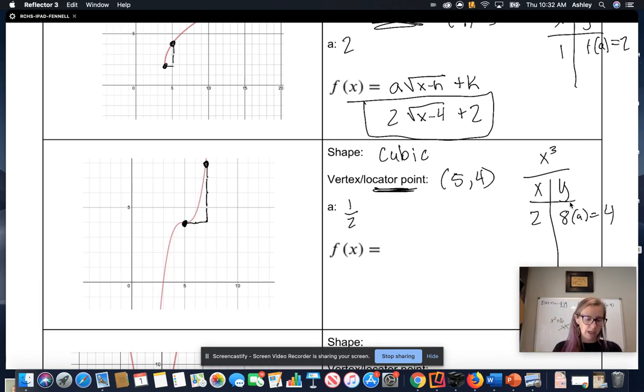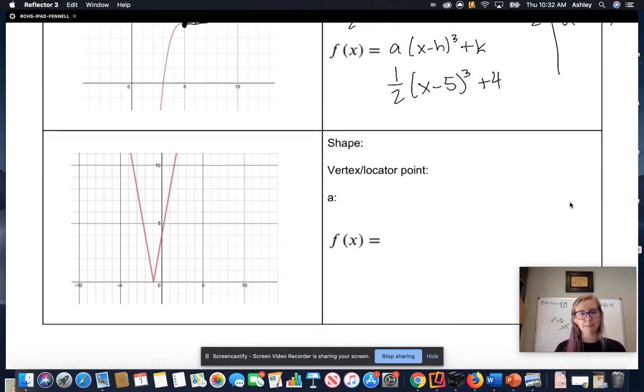Okay, so again, we're looking for a times x minus h, cubed, because this is a cubic function, plus k. Our h value is 5, our k value is 4, and our a value is 1/2. So it's 1/2 times x minus 5, cubed, plus 4. All right, when we see a V shape like this, we know it's an absolute value function.